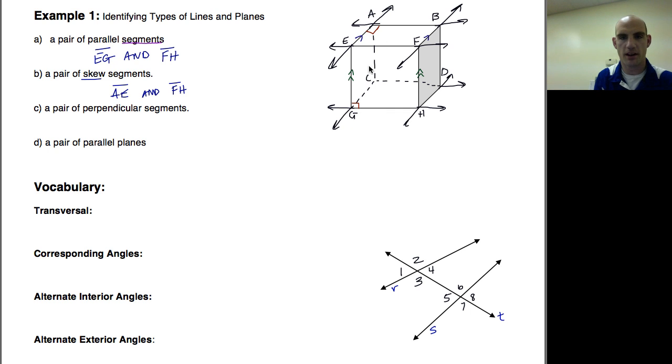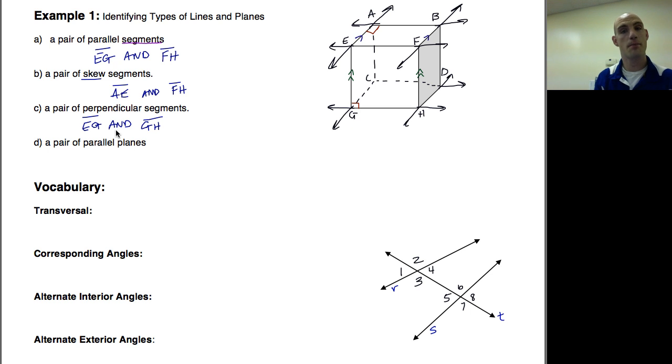A pair of perpendicular segments, well, I've got these marked here with a 90-degree angle, so I'll just use those. Segment EG and segment GH. Pretty cool.